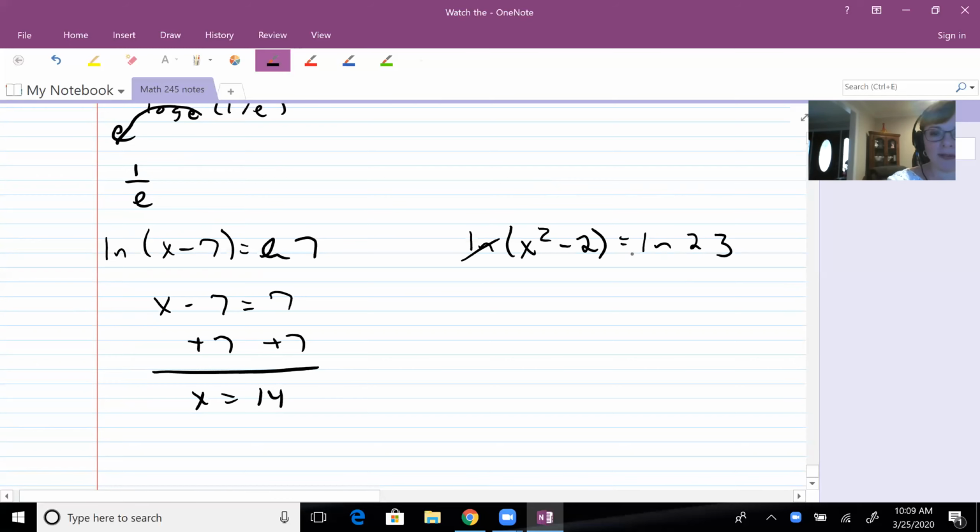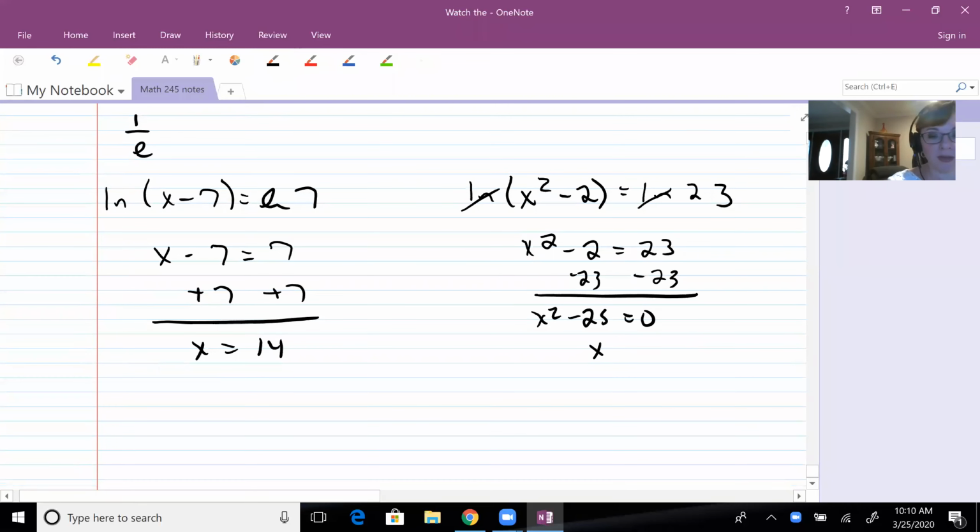Again, taking the log of both sides. If we can solve this equation, we'll have our solution. So I'm going to subtract 23 from both sides. And I see I've got a difference of squares. So either we can factor that, or let me go ahead and move that 25 back over and take the square root of both sides.